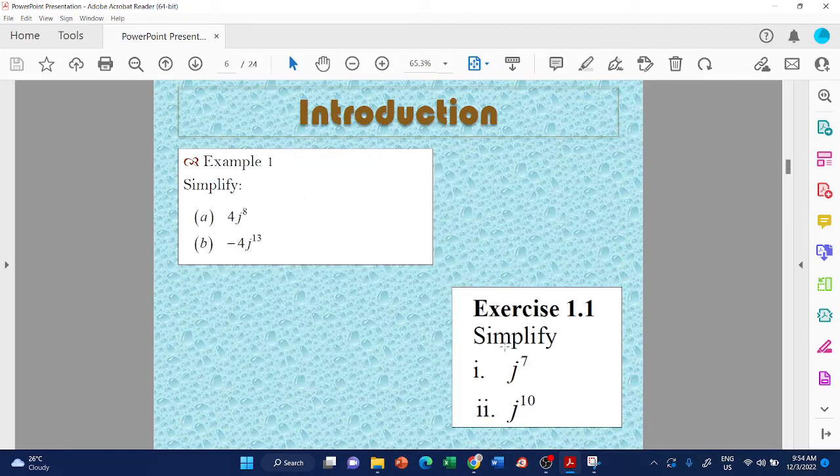Okay, so let's see very simple one. How to simplify. Example 1. How to simplify this one. Simplify means that we look at the power. If it can be reduced, boleh tak kita simplify using complex number properties.